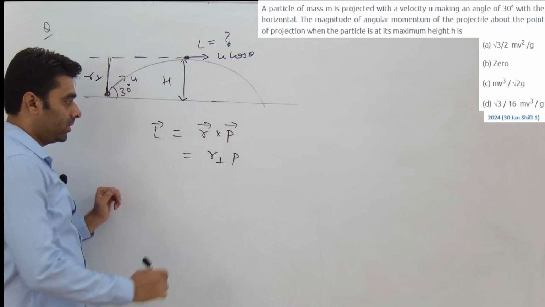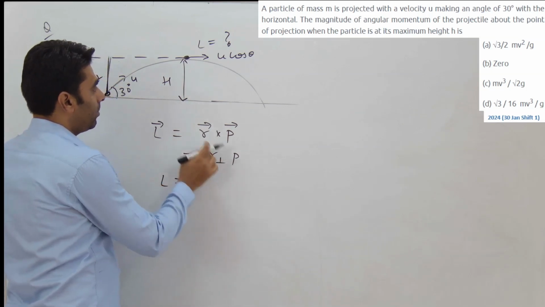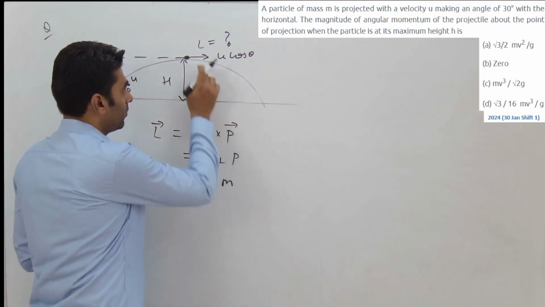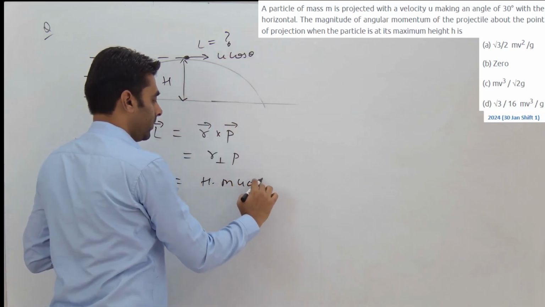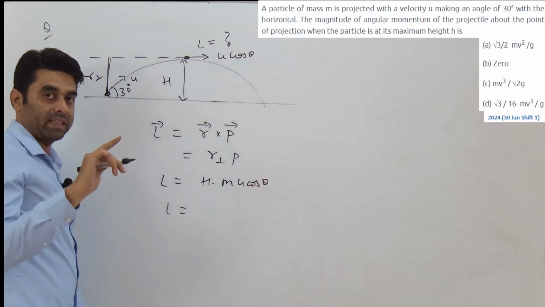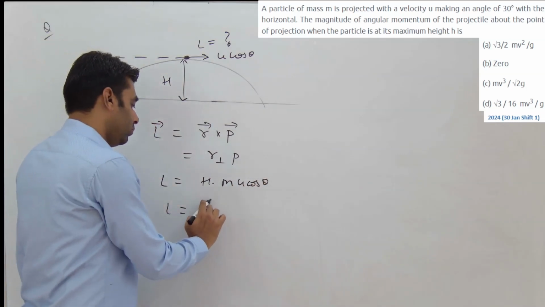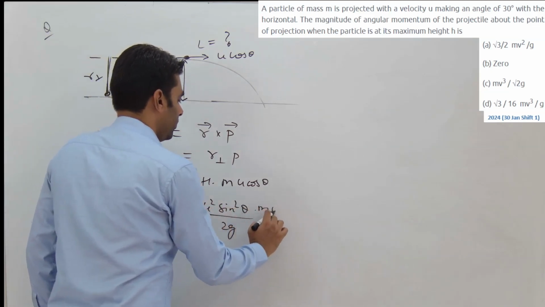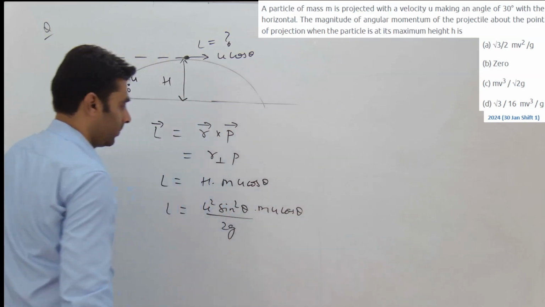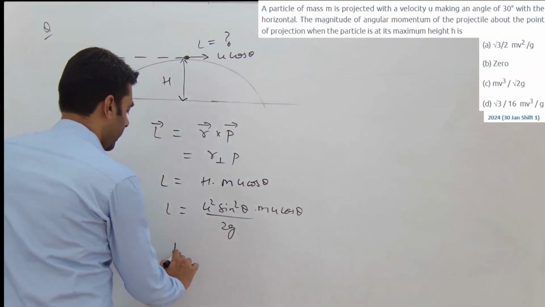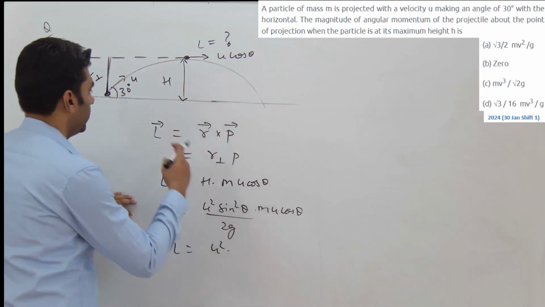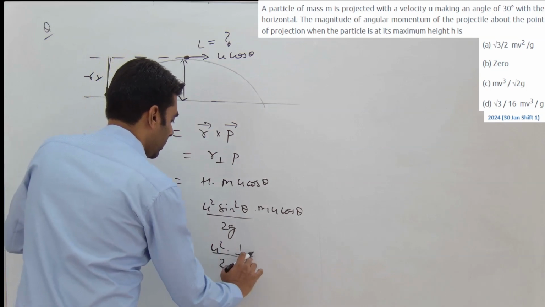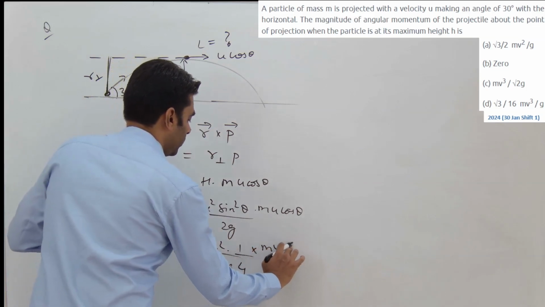Now we will substitute it. So magnitude L will be R perpendicular, which is h, into linear momentum, which is mass into velocity, that is m u cos theta. How much is the maximum height in case of projectile? u square sine square theta by 2g, into m u cos theta, right? Theta value is 30 degree. Let's substitute. L equals u square sine square theta, that is 1 by 2 whole square, which comes out to be 1 by 4, over 2g, into m u cos 30, root 3 by 2.